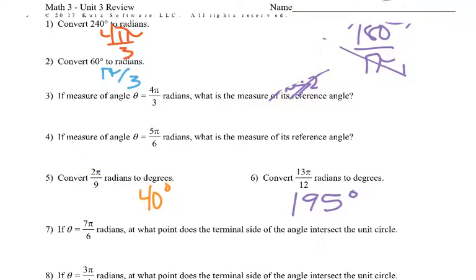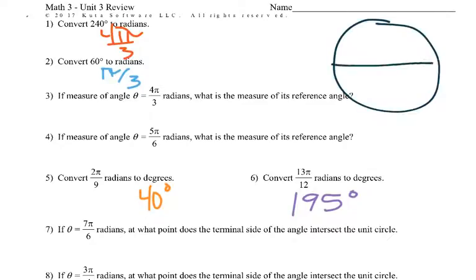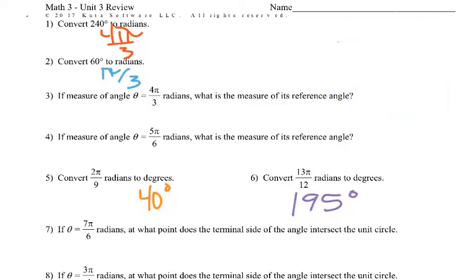Okay, now 3 and 4 tell us if the measure of the angle is this many radians, what is the measure of its reference angle? So remember, a reference angle on the unit circle is, okay, when we go around and maybe I start my angle here and I go around to here. My reference angle is how far away it is from the x-axis, essentially, okay, in positive terms, because it's just a reference angle. So let's think of this 4 pi thirds.